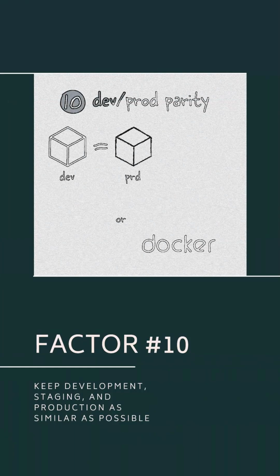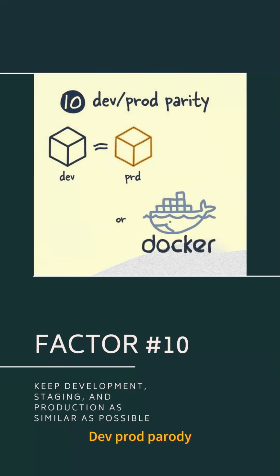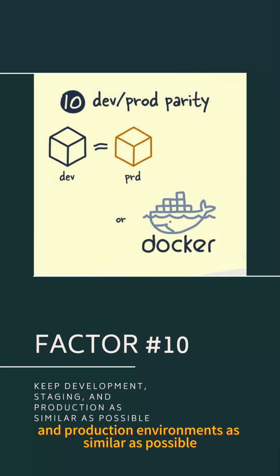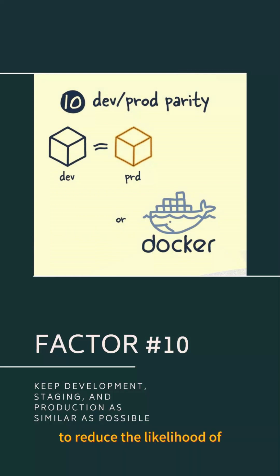Factor number 10. Dev/prod parity. Keep development, staging, and production environments as similar as possible. Aim for consistency across environments to reduce the likelihood of bugs and other issues.